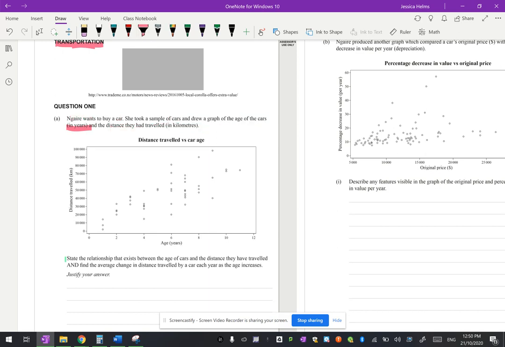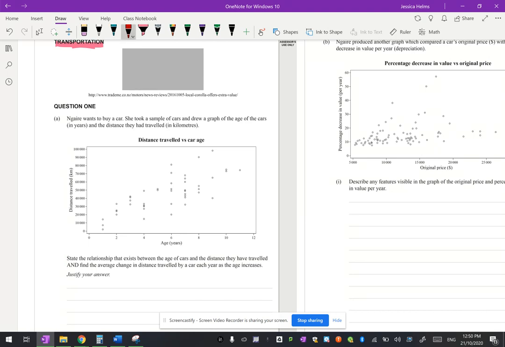So as you can see here, we have a graph that has the distance traveled up one side and the age on the other side. And it's a scatter graph or a bivariate graph, so we're looking at relationships here. So the first part of the question says, state the relationship that exists between the age of the cars and the distance they have traveled, and find the average change in distance traveled by a car each year as the age increases. Right, so the first part, state the relationship.